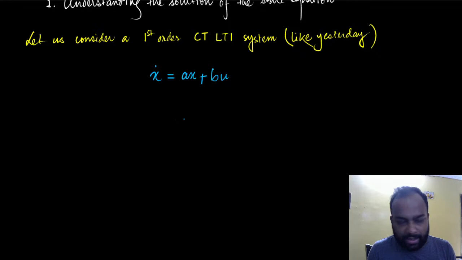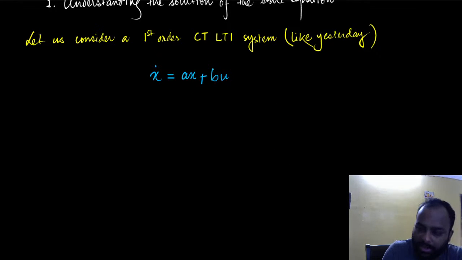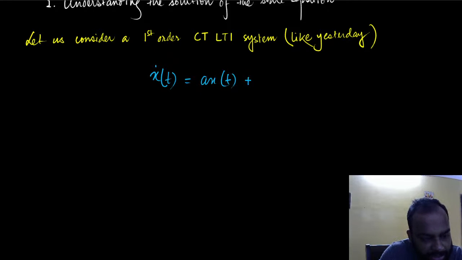So that's fine, right? Again, x is a function of time and u is also a function of time. u is the input, a and b are constants, right? So there is nothing difficult here really. u is a function of time, so keep that in mind. So let me just write that: x dot t is equal to a x t plus b u t, right?